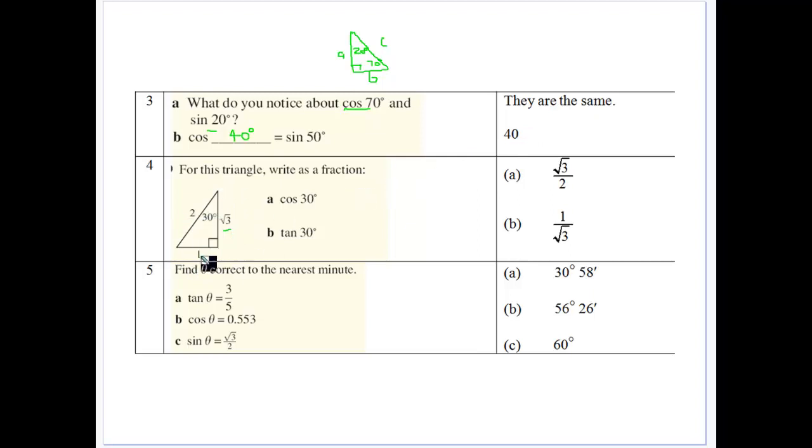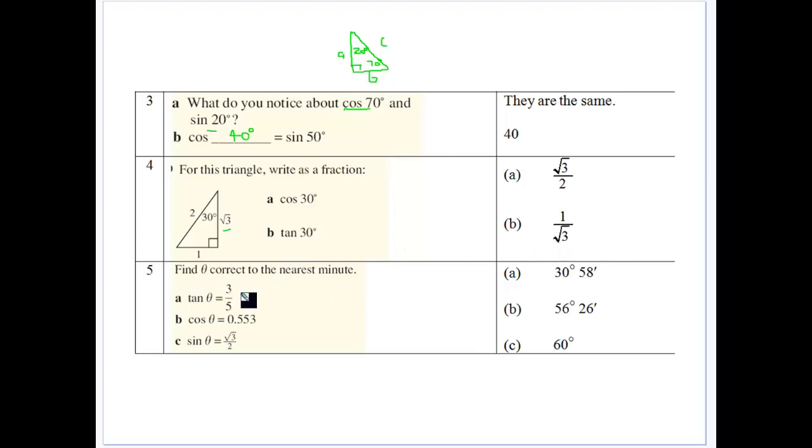We're dealing with exact values, so we're going to be dealing with square roots a lot in this one. For that triangle, cos of 30 is the adjacent, which is root 3 over 2, the hypotenuse. Tan of 30 is the opposite on the adjacent, so that's where the 1 on root 3 comes from.